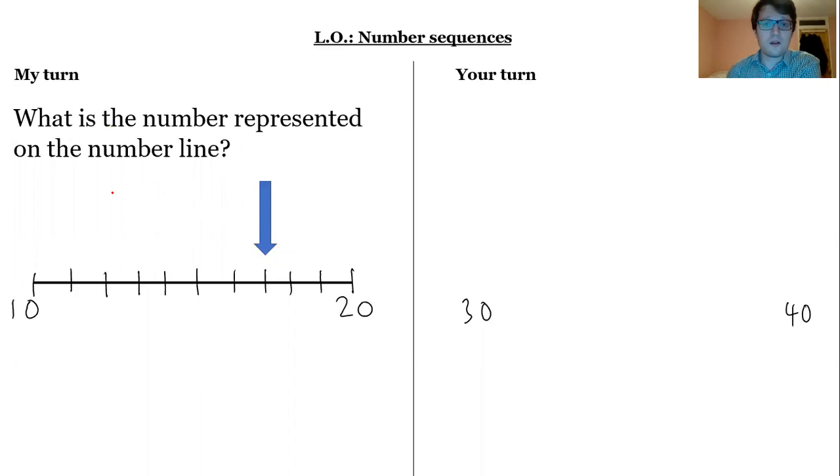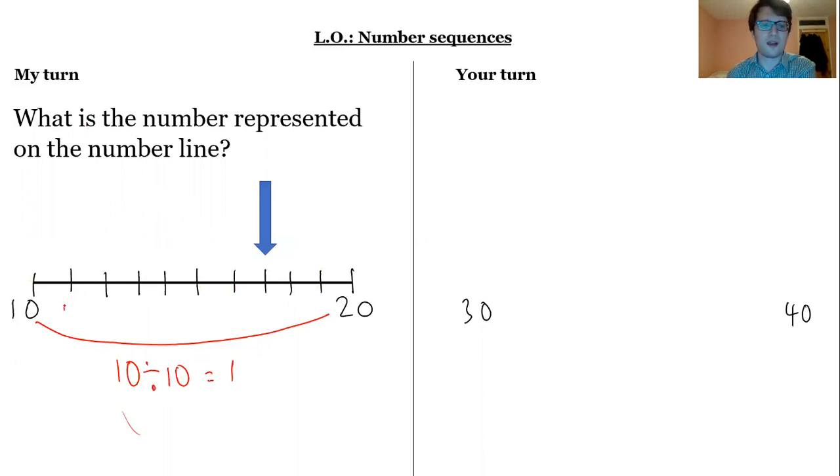Well, at the moment we can see that the difference between 10 and 20 is 10. The gap between 10 and 20 is 10. We know that because we know our number bonds to 20. 10 out of 10 is 20. And I've split up this 10 here into 1, 2, 3, 4, 5, 6, 7, 8, 9, 10 parts. So I need to work out what am I counting each time. So I can do 10 divided by 10, split it up into those 10 parts, is 1.